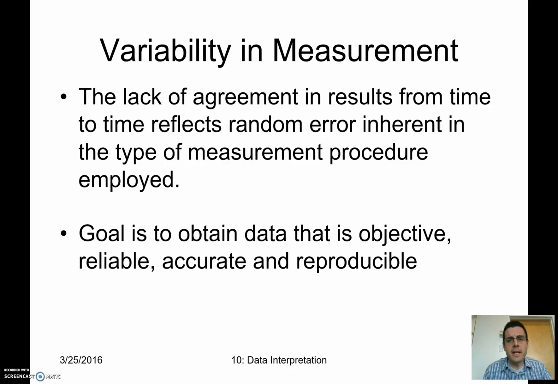There's also variability in measurement, where the potential lack of agreement in results from time to time reflects random error inherent in the type of measurement procedure employed. So the goal ultimately, when we see variability in measurement, is to be objective and reliable, as well as to try and obtain data that's accurate and reproducible. As I said, random error does occur, and increasing the sample size or the population that you're studying helps alleviate aspects of random error.